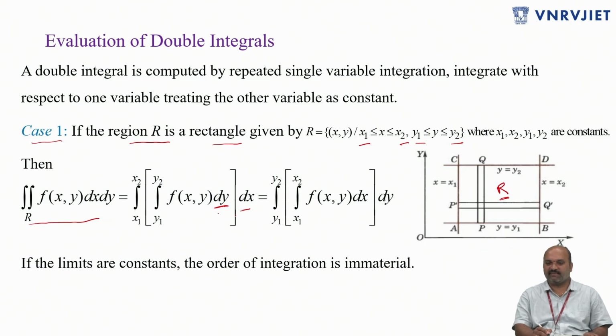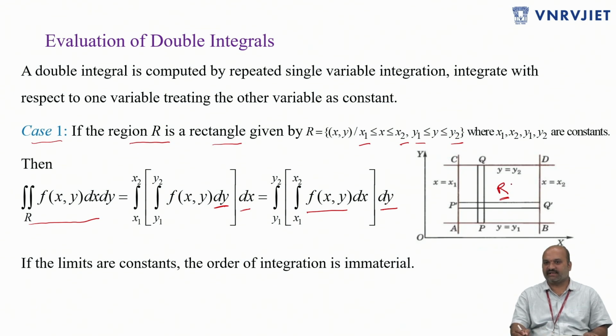Since here the integral limits are constants, the order of integration is immaterial. That means you can integrate first with respect to x, then with respect to y also. Both the integrals give you the same value. That is, if the integral limits are constants, remember the order of integration is immaterial. So you can integrate first with respect to y, then with respect to x, or first with respect to x, then with respect to y.